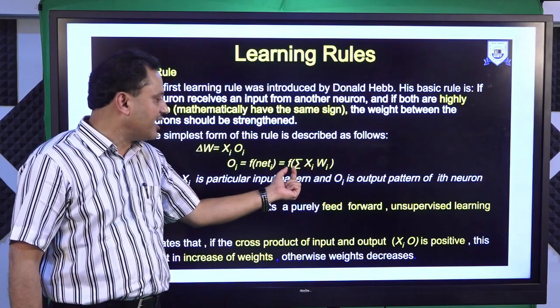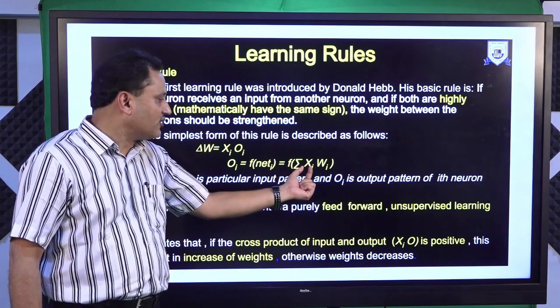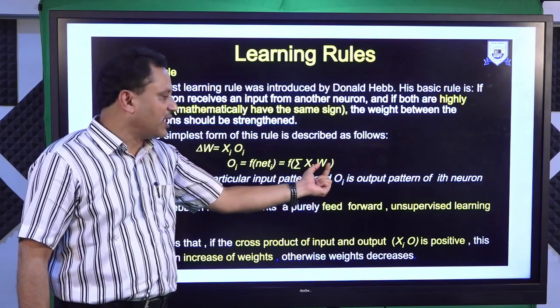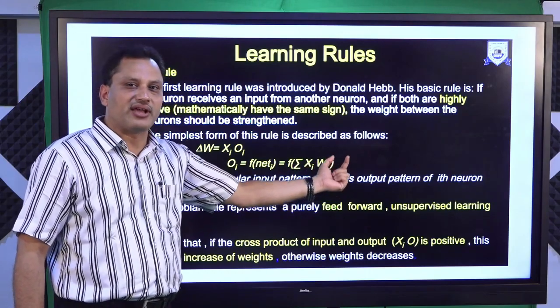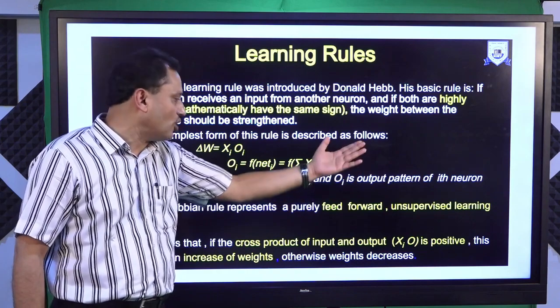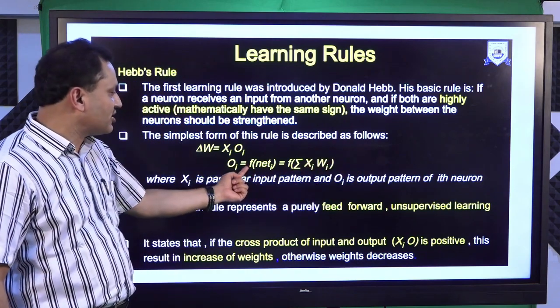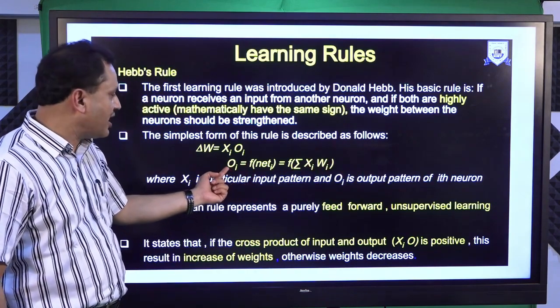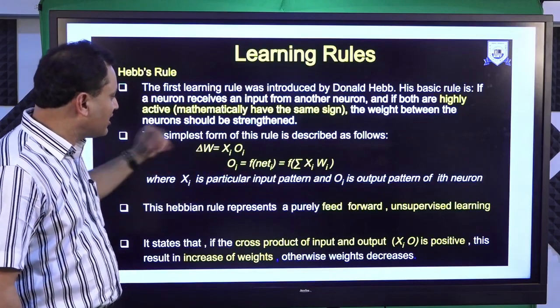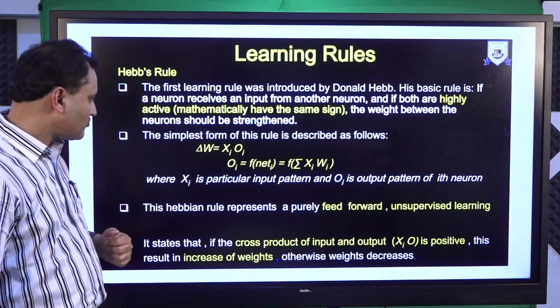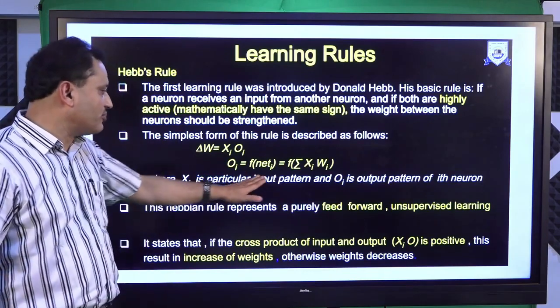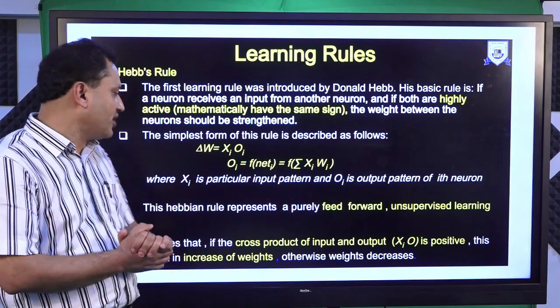How will we calculate the f net? It will be x1 omega 1 plus x2 omega 2 plus x3 omega 3 and so on. Once the activation function is applied, you can calculate Oi, the output of the ith neuron, and that will give you the change in weight. So Xi is a particular input pattern and Oi is the output of the neuron.